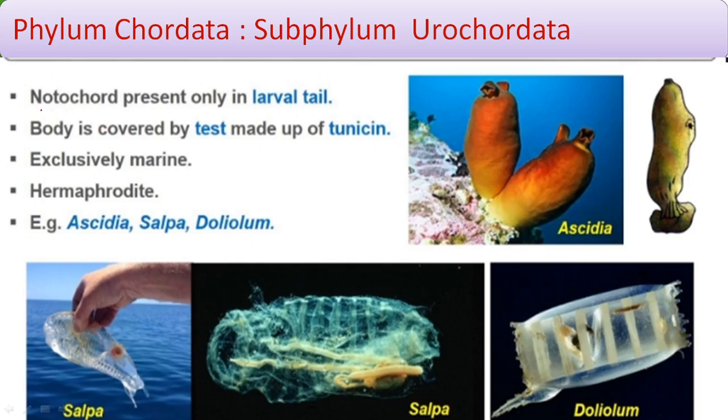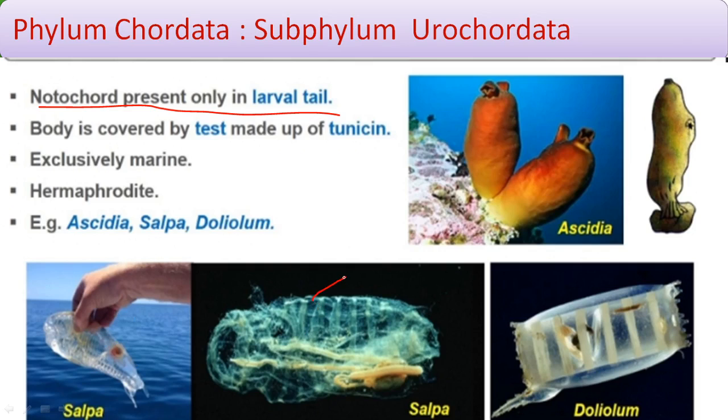In these animals, the notochord is present only in the larval tail. This larval tail notochord is a significant characteristic feature of the urochordates, the tunicate animals. The second feature is that the body is covered by a test made up of tunicine.